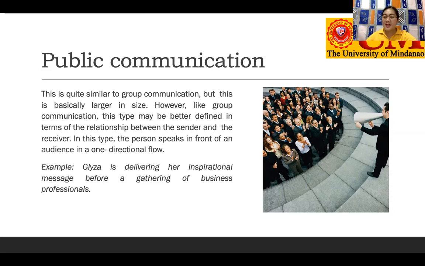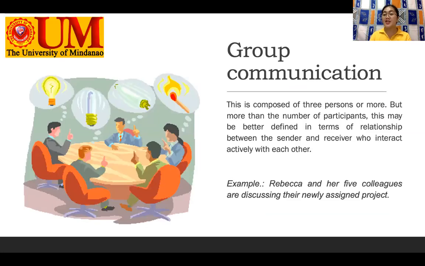Remember, in public communication, the speaker is the one dominating the process. But in group communication, everybody can actively participate in the process. Why? Because they know the topic. They are of the same interest. So those are the differences between group communication and public communication.